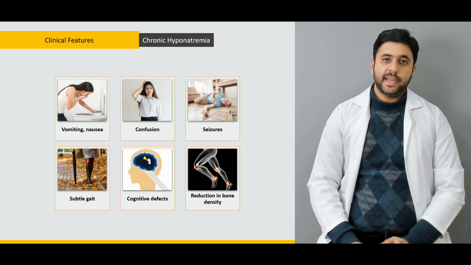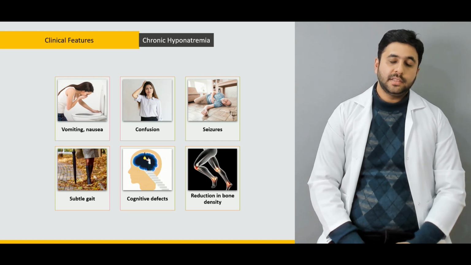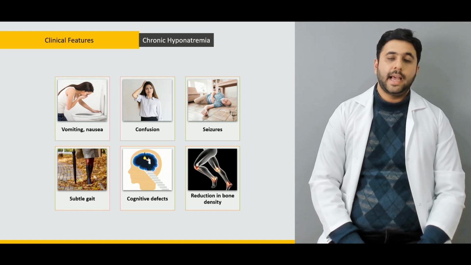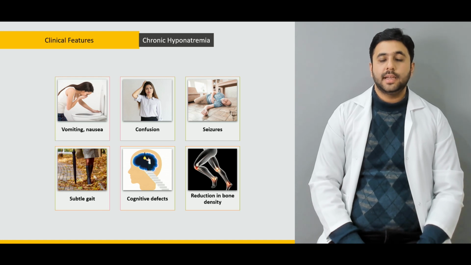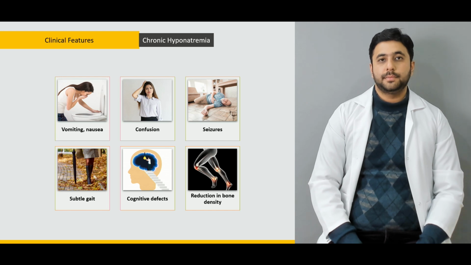So the various symptoms are overlapping, but the important thing is to evaluate the timing of the symptoms, the duration, whether the symptoms have developed within 48 hours, and the severity of the symptoms, whether the patient is seizing, has coma, or obtundation. This is the time when we have to act quickly as compared to the other symptoms.